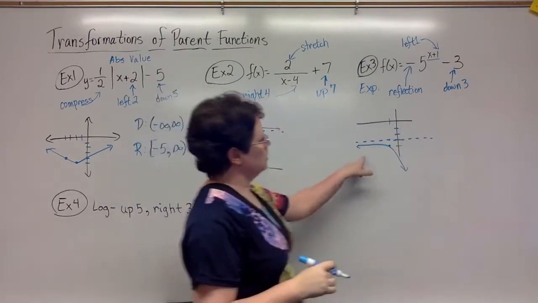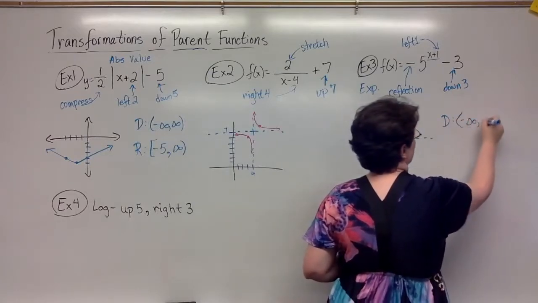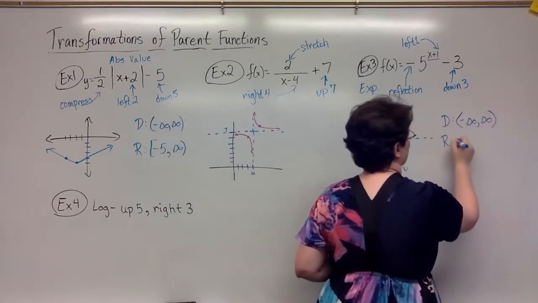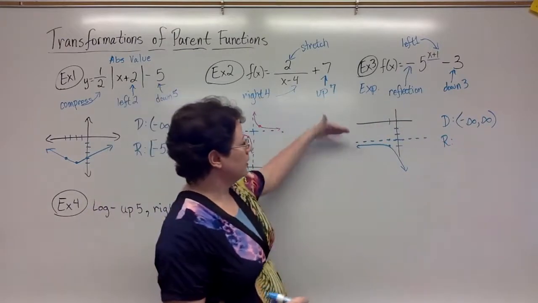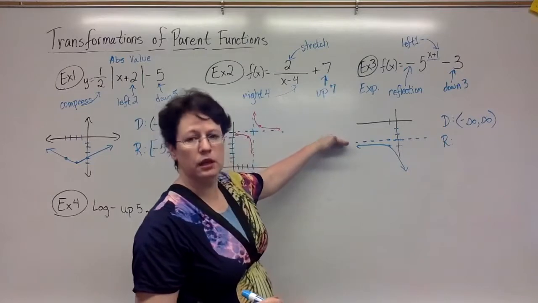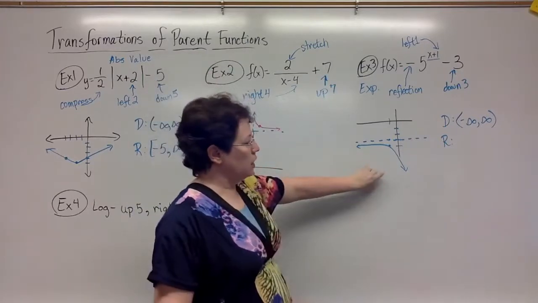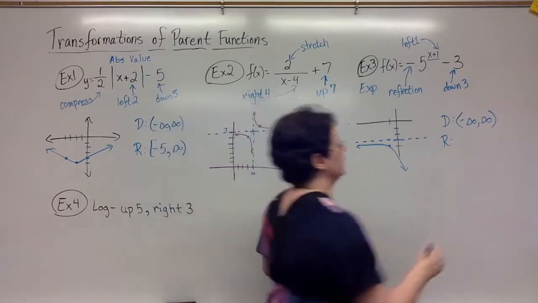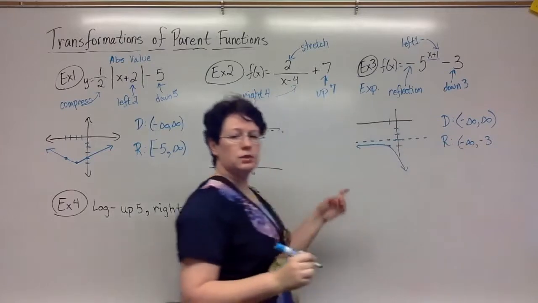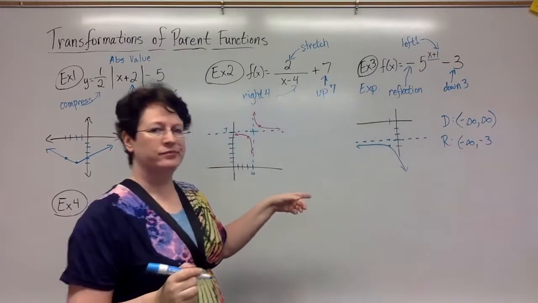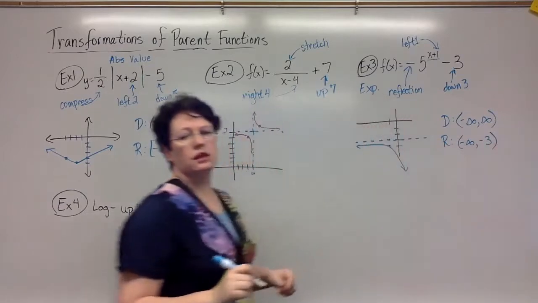So my domain for my exponential is -∞ to +∞. And what's my range? Yeah, it stops at that -3. At that -3, it's going to stop, okay? So we're down below it, so we got -∞ all the way to -3. But do we include the -3? No, -3 is an asymptote, so it gets a parenthesis.